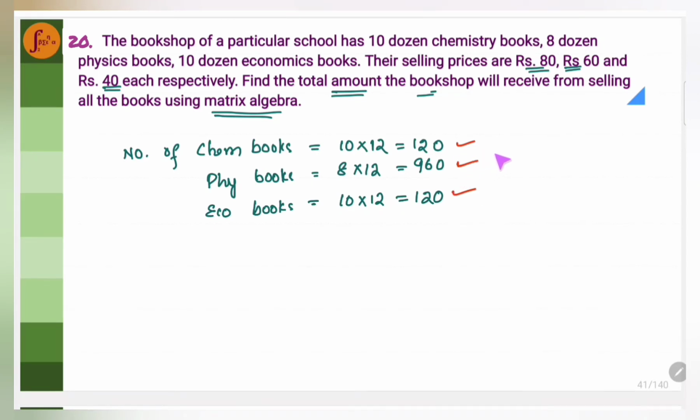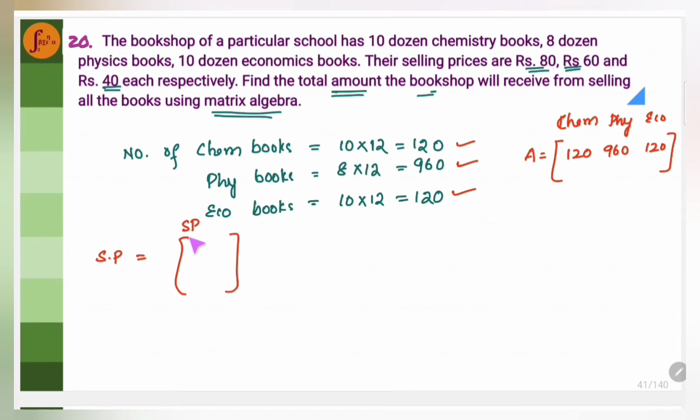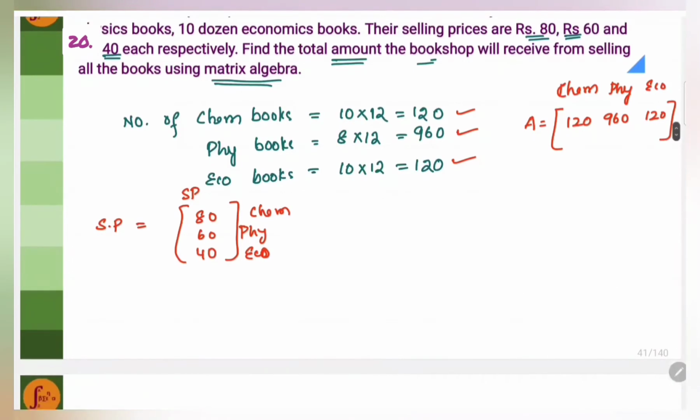So let's represent this in the form of a matrix. Let's call this matrix A. It's going to be 120, 96 and 120. This is for chemistry, physics and economics books, right? This is matrix A. Then the other matrix is 80, 60 and 40, the selling price for each of these books. This is chemistry, physics, economics, right? In this order.